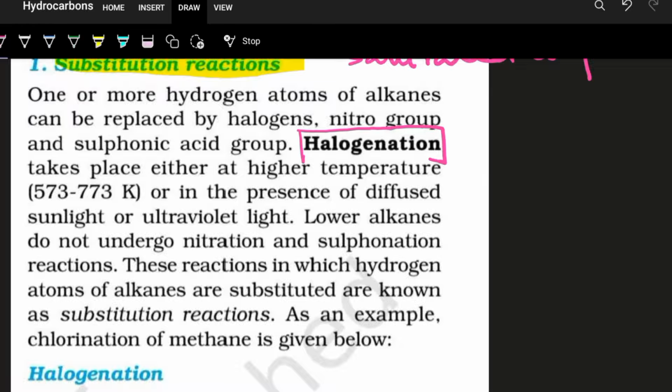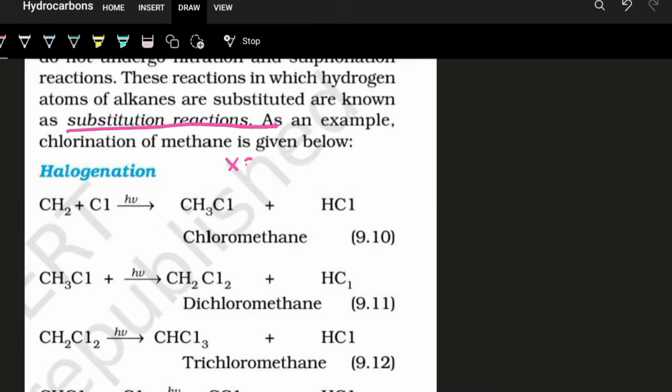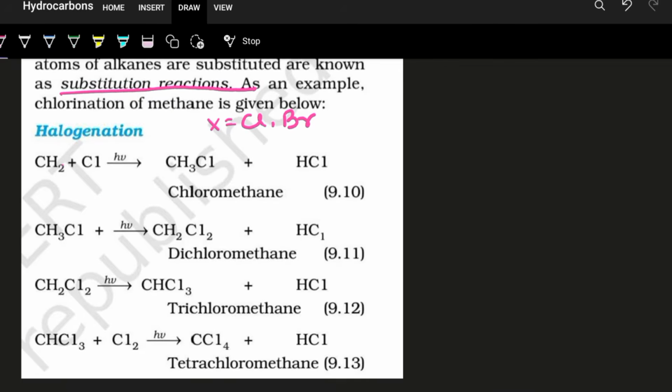And we can see halogenation reaction at a higher temperature or in presence of sunlight or ultraviolet light is an example of substitution reaction. This halogenation favorably can be chlorination or bromination. So here, it is methane. Over methane, there are 4 hydrogen atoms, and with 1 mole of Cl2, it is monochlorination. It substitutes 1 H of methane and forms chloromethane, CH3Cl.